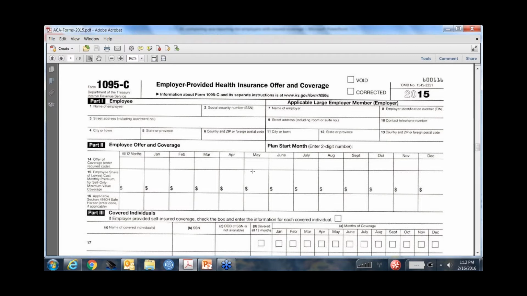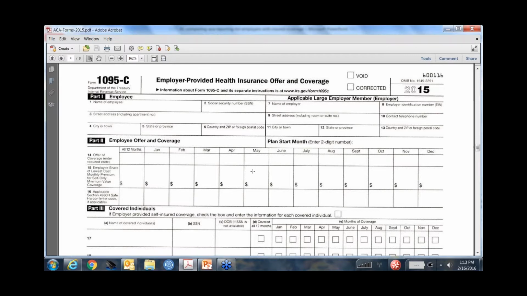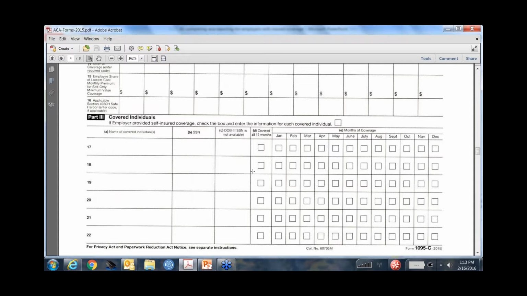Now, because you're insured, you don't have to complete Part 3. You leave that blank. The only time you would complete Part 3 is if you are self-insured. Since you are insured, you don't worry about that section, because Part 3 mirrors the information that the employee will get on a 1095-B, excuse me. So again, since it's coming from the insurance company, that's one portion you don't have to do.